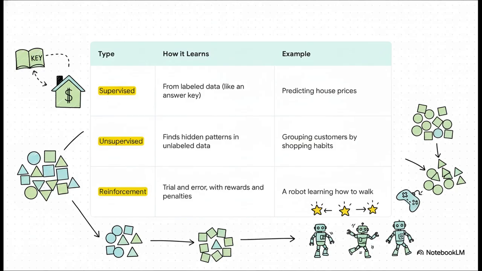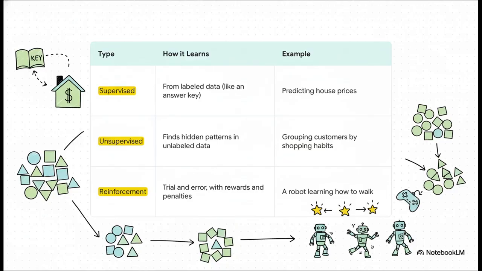Now, that whole learning process we talked about, it can be applied in a few different styles. First up is supervised learning. That's our house price example. You give the machine the data and the answer key. Then you have unsupervised learning. That's where you just dump a bunch of data on the machine and say, find some interesting patterns in here for me. Think of it grouping customers together based on what they buy.